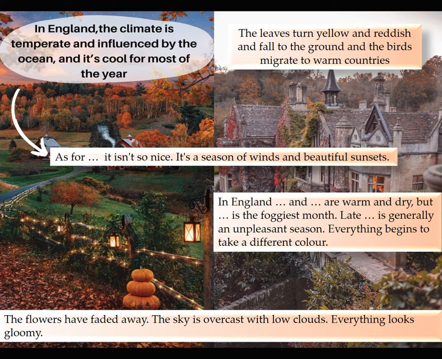In England, summer and spring are warm and dry, but November is the foggiest month. Late autumn is generally an unpleasant season. Everything begins to take a different color. The flowers have faded away and the sky is overcast with low clouds. Everything looks gloomy.